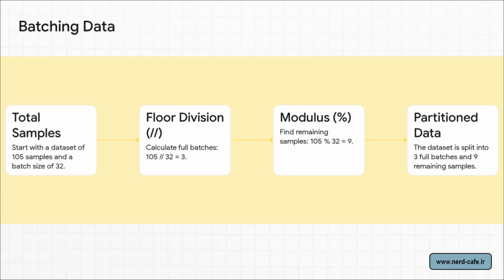And here's our data-dealing dream team. Say you have 105 data points. Floor division instantly tells you, okay, that's 3 full batches of 32. Then modulus chimes in, and you'll have 9 left over. It's just an incredibly fast and elegant way to slice up your data so the model can digest it.